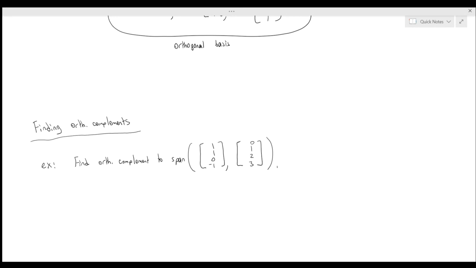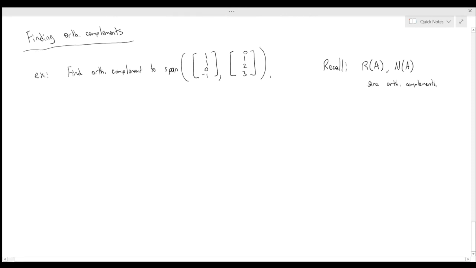Okay. So a pretty simple strategy for this is, if you recall, when we were talking about the fundamental subspaces of a matrix, one thing that we talked about was how the row space and the null space of a matrix are orthogonal complements. So one strategy would be to take a basis for your space. In this case, these two vectors would form a basis for their span.